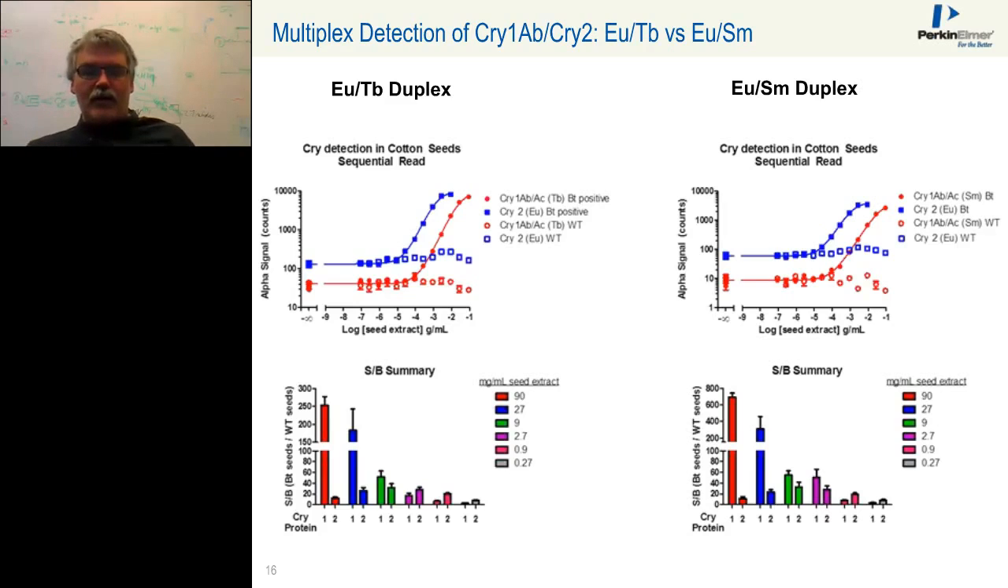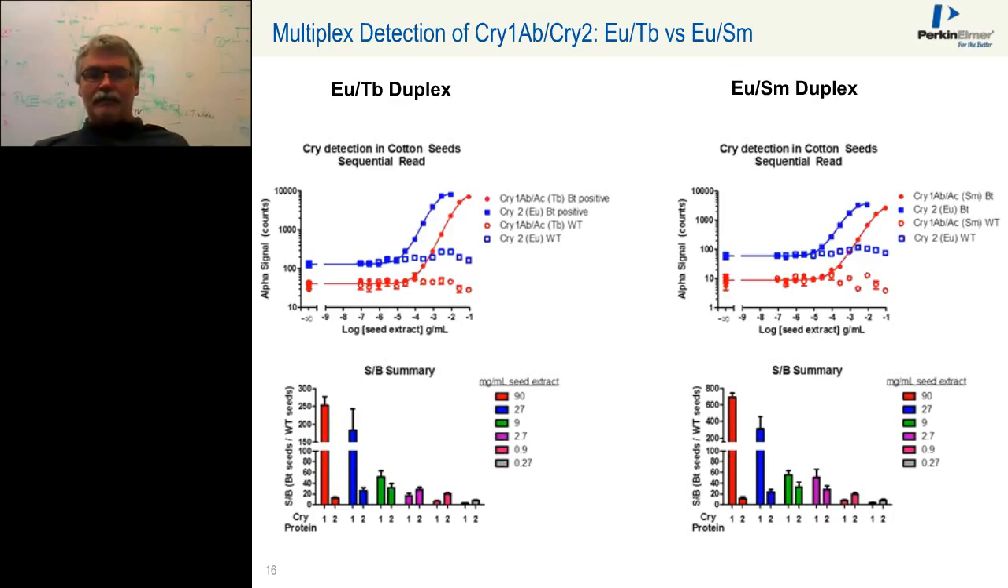So here you can see in the solid blue in both graphs, you have Cry2, which is detected by the 615 beads. The solid bars are the seeds that were transfected with Cry2. The open boxes were the wild type. So as you can see, you get again a very nice assay window and a clear differentiation between the 2 with high sensitivity.